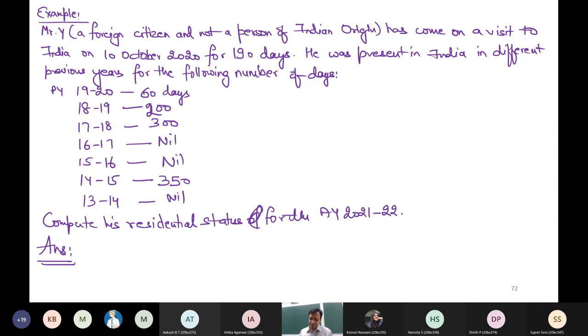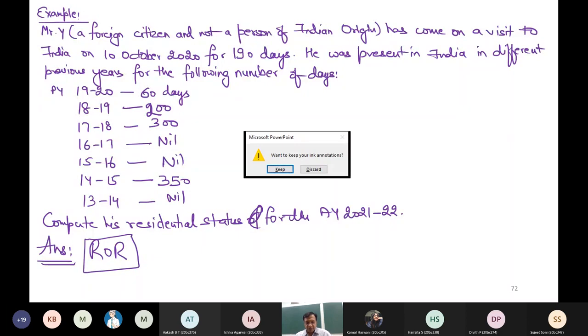Any answer? Take your time, no need to be in a hurry. But if anyone has ROR, okay, so let me note down, and we will see whether this is the correct answer or not. So one answer is ROR. Any other answer if you are getting? Or those who are getting ROR, they can raise their hands.